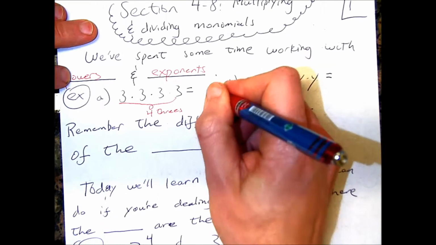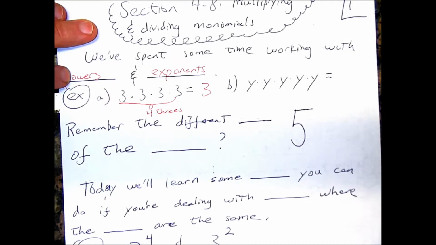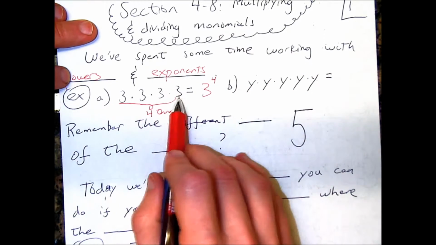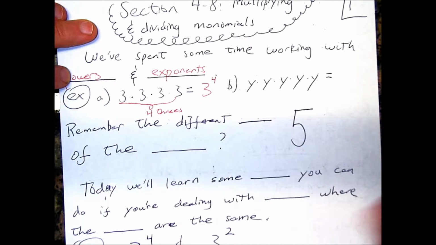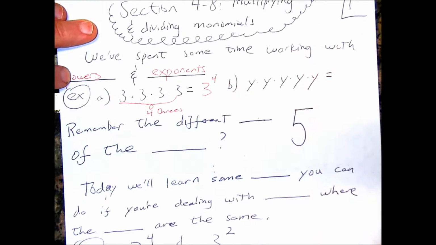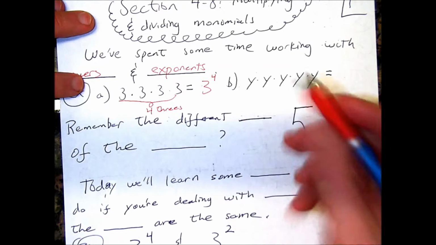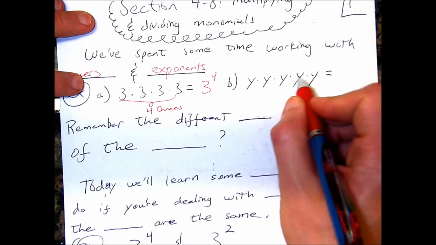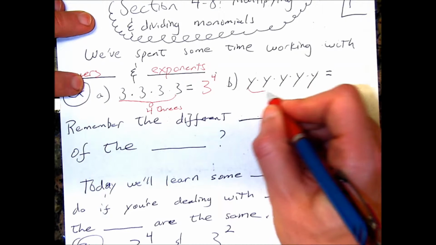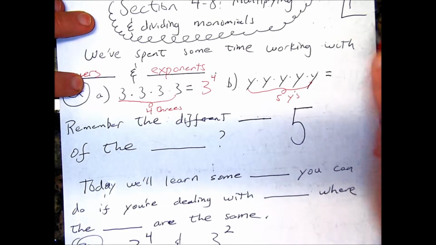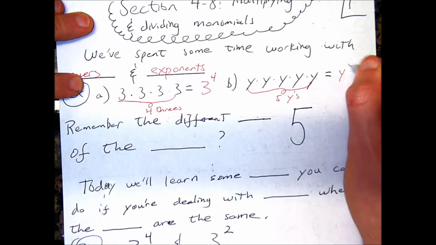So we'd say, okay, the base is 3, because that's what I keep multiplying, and I do it 4 times. So 3 times 3 times 3 times 3 is 3 to the power of 4, right? And this is what we'd call the exponent. And it works the same with variables. So if I have y times y times y times y times y, I have how many y's? 5 y's. So I write y to the power of 5.